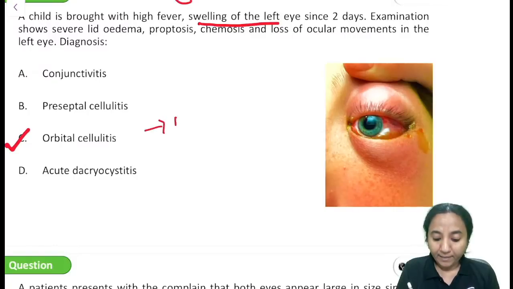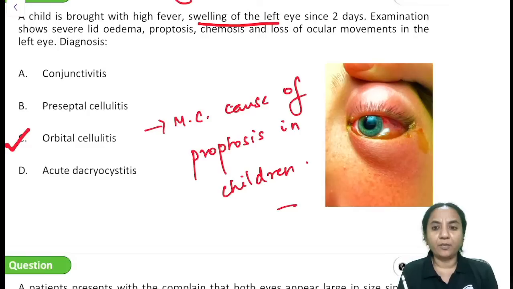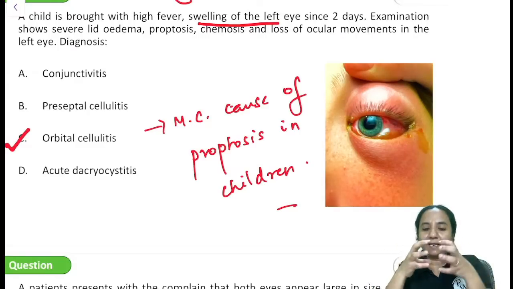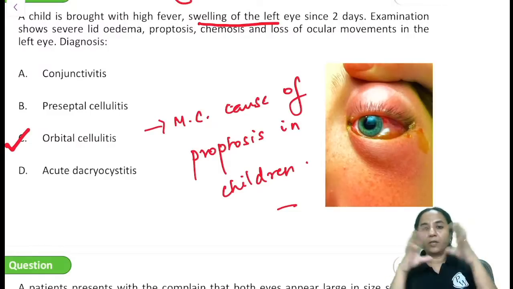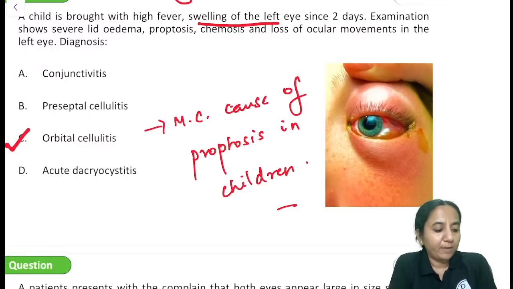Orbital cellulitis is the most common cause of proptosis in children. And you see, it's an acute presentation. The child is brought to us with high fever and sudden onset swelling. The lids are so tight. If you separate the lids, you see this kind of proptosis. You see a red congested eye, conjunctival edema and loss of eye movement. So this is orbital cellulitis.